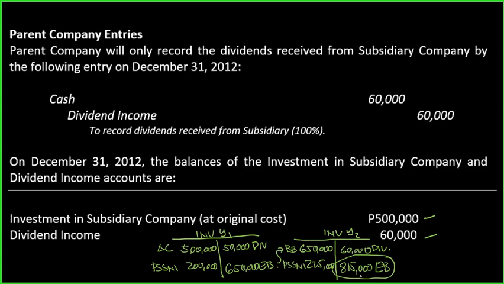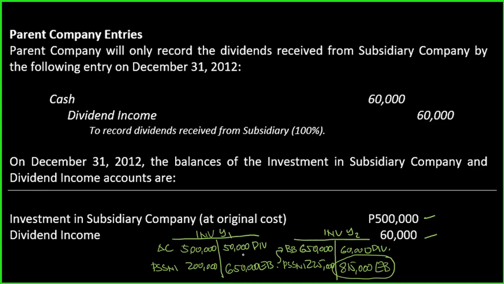Oh, wait. Someone also asked: sir, what will be the elimination entry using the equity method? In year 1, first you're going to eliminate this: debit to dividends declared, not dividend income, and then credit to your investment in subsidiary. Just credit the investment in subsidiary so that it disappears.